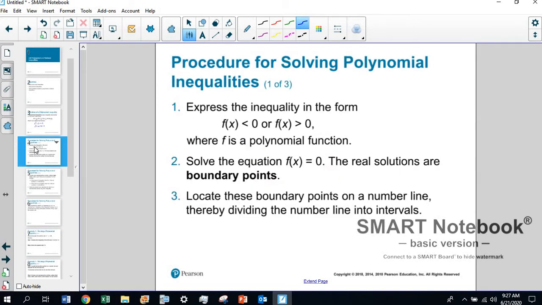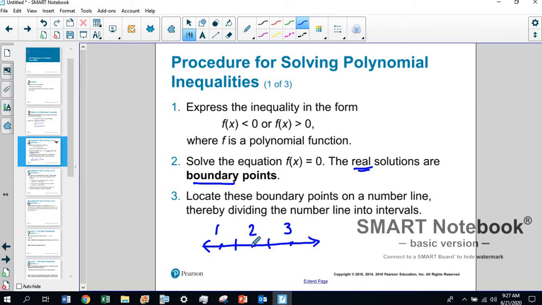So how do we handle this? We solve polynomial inequalities by first comparing to 0, and then we solve the equation if we replace the inequality with an equals. These solutions are called boundary points. They have to be real numbers. If you get an imaginary number, it doesn't count as a boundary point. Then we draw a number line and put the boundary points on there. So if we have two boundary points, for example, we have 1, 2, 3 different subintervals, these different groups of numbers. And then we test a number in each area.